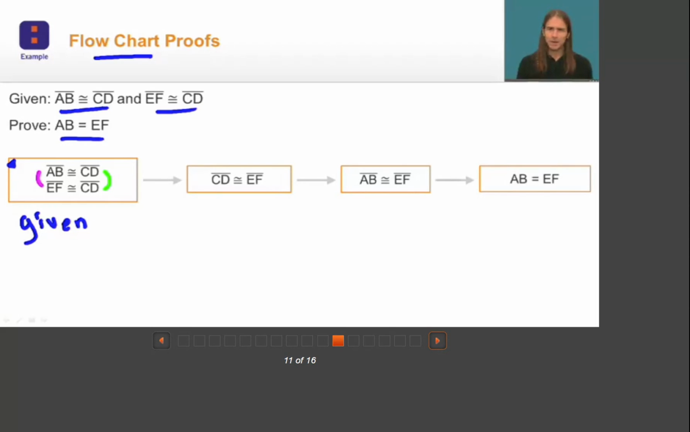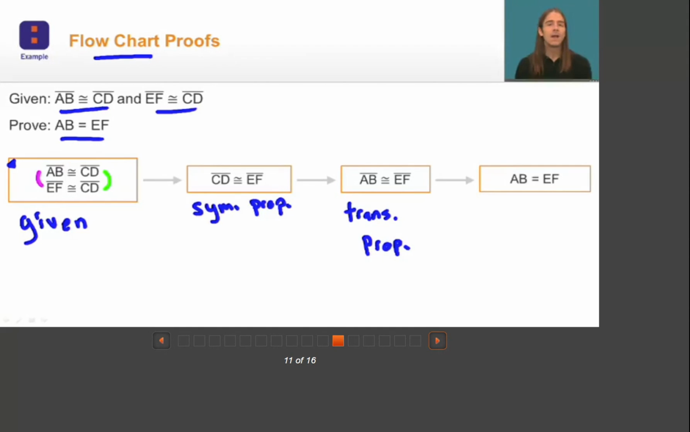Now, if you'd like that to be a little simpler to see, then what we can say is that CD is congruent to EF. That is, we can switch the order of those line segments in the congruency statement. And we know that we can do that by using the symmetric property. After that, it should be clear to us that the transitive property allows us to conclude that line segment AB is congruent to line segment EF.